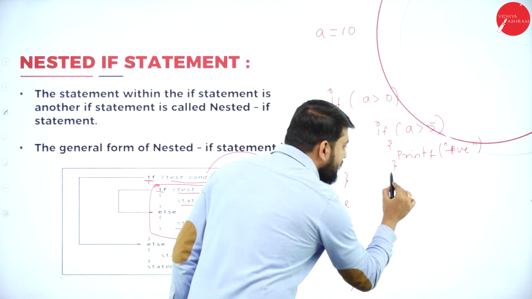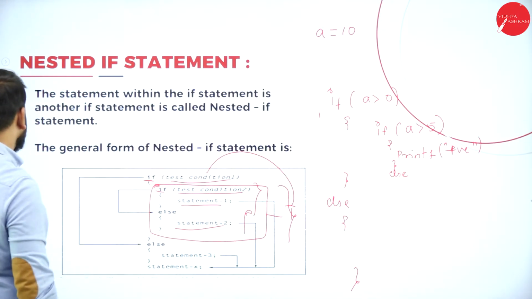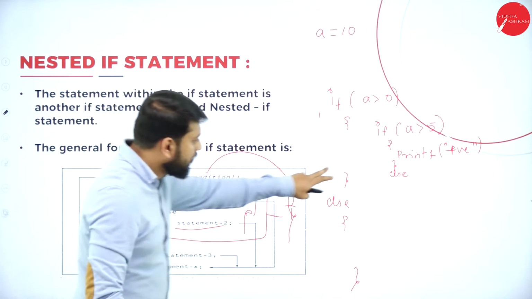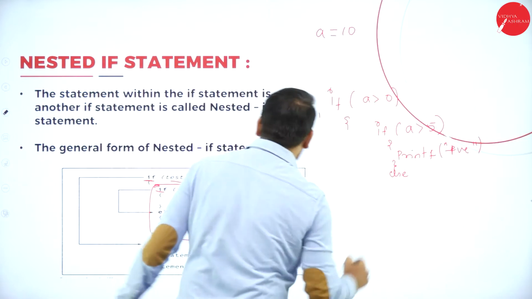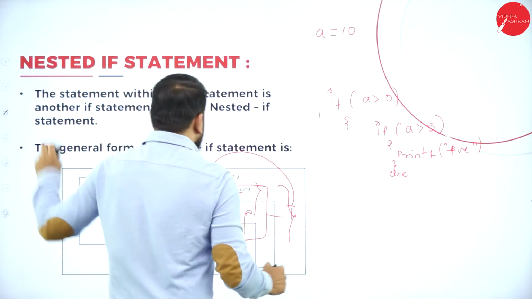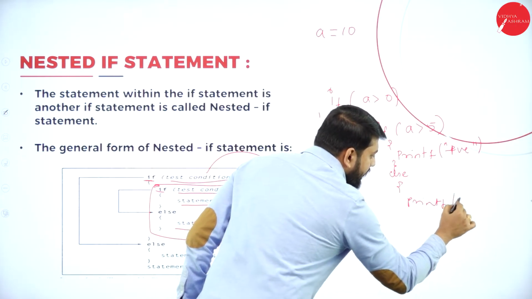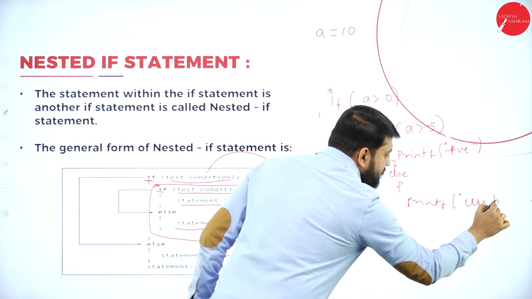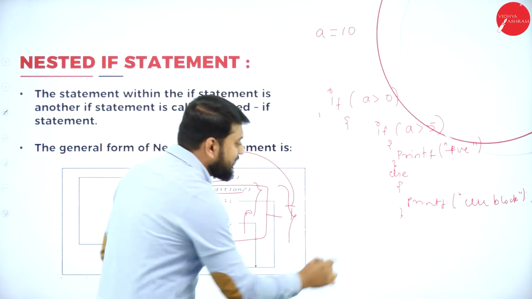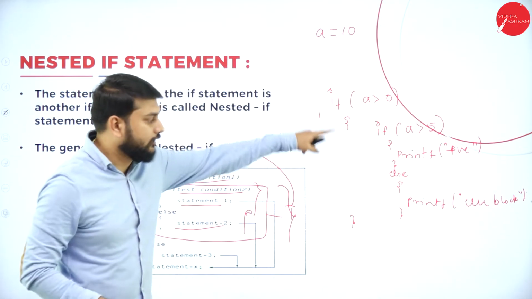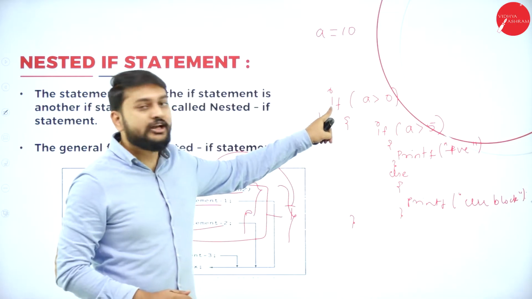So again, I will have else. Let me erase it for you so that you will understand it clearly. I will erase it like this. Again, I will have else. What will I write? I'll write print, Else block. Let me just write like that. So this is in the if statement. This much is in the if block.